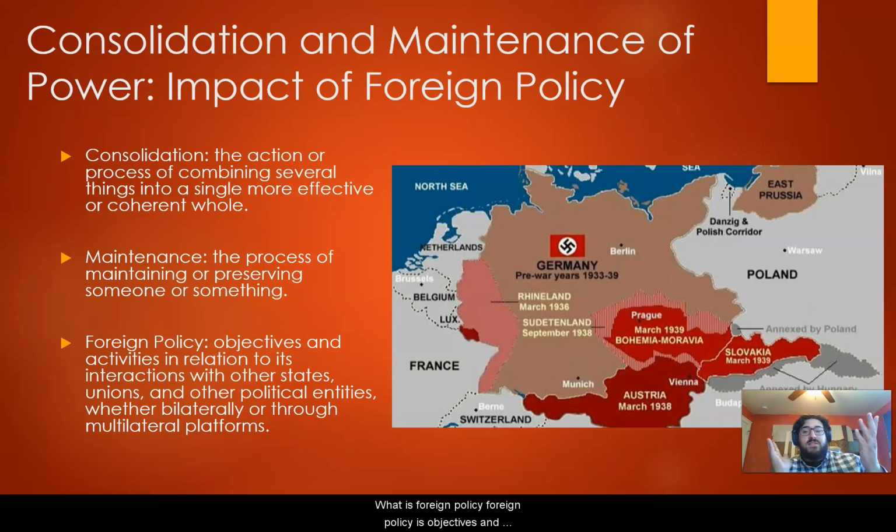So, what is foreign policy? Well, foreign policy is objectives and activities in relations and interactions with other states. How 2 states interact with each other, whether it's a union, political entities, or whether it's bilateral or multilateral platforms. Essentially, what that's saying is how Germany interacted with Poland, Austria, Czechoslovakia, and multiple other places, as we are going to discuss today.